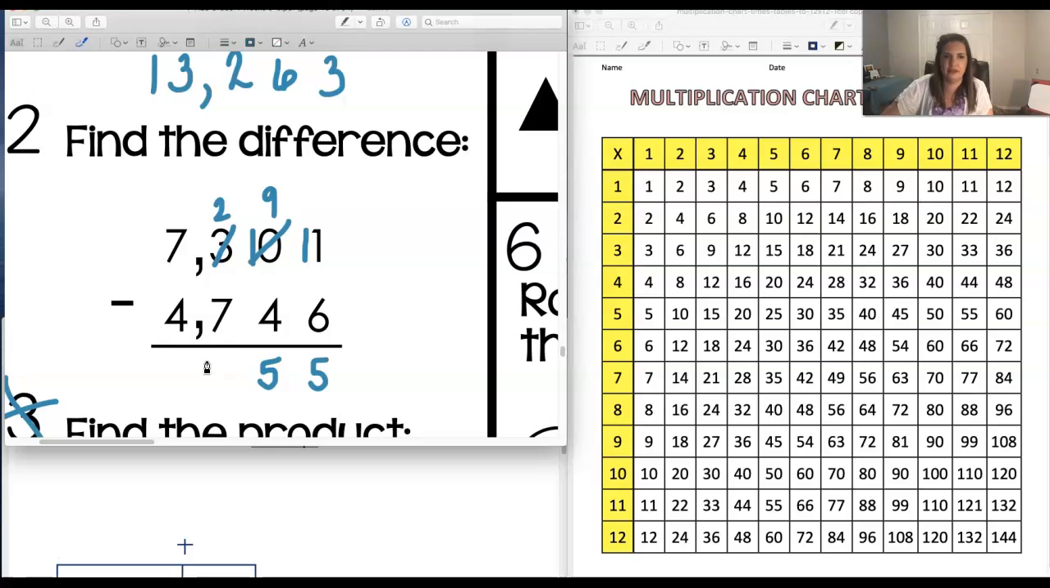2 subtract 7. I don't have enough to subtract 7, so I'm going to go to the thousands, take one of them, which leaves me 6. Unbundle it to 10 hundreds. I already have 2 hundreds, so now I have 12. 12 subtract 7 equals 5. And 6 subtract 4 equals 2. Count your digits, 1, 2, 3, put your comma, 2,555.